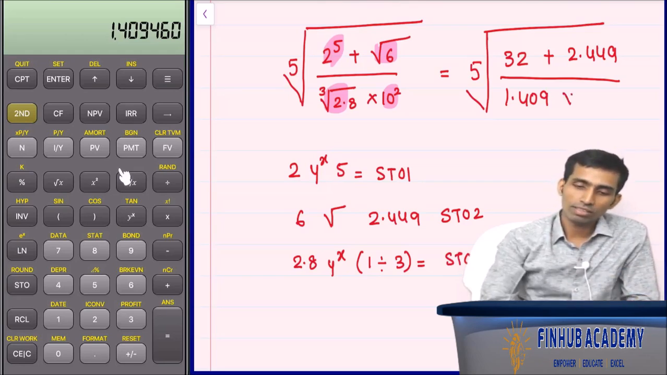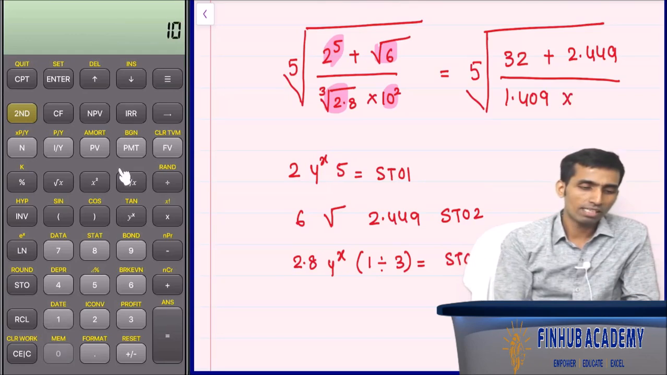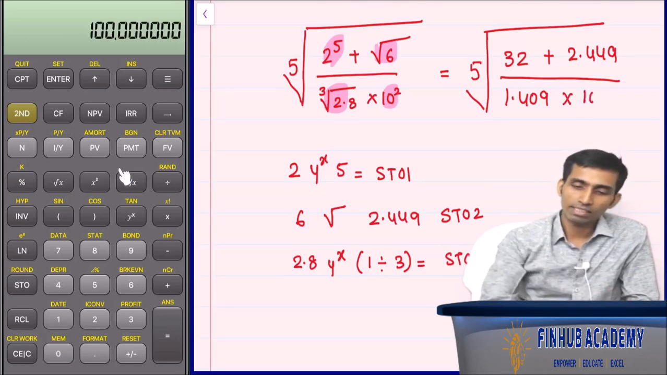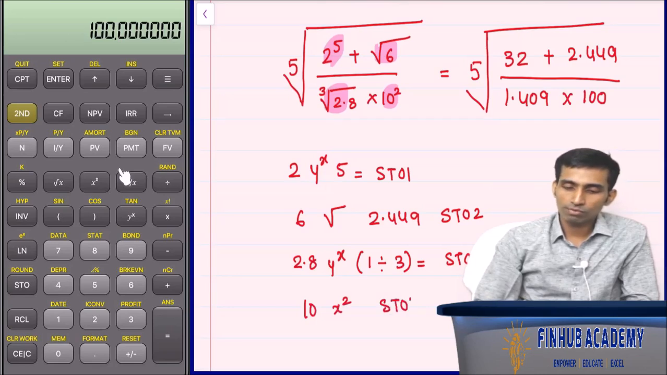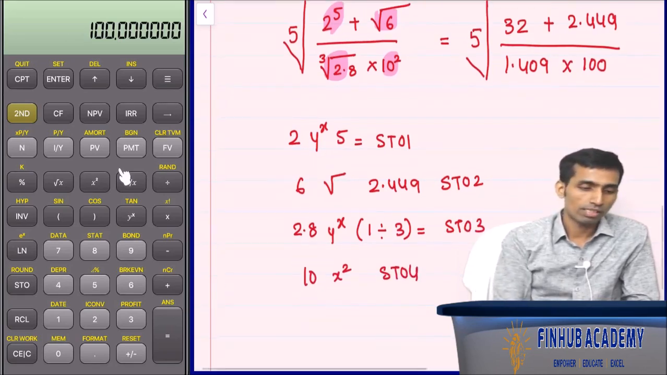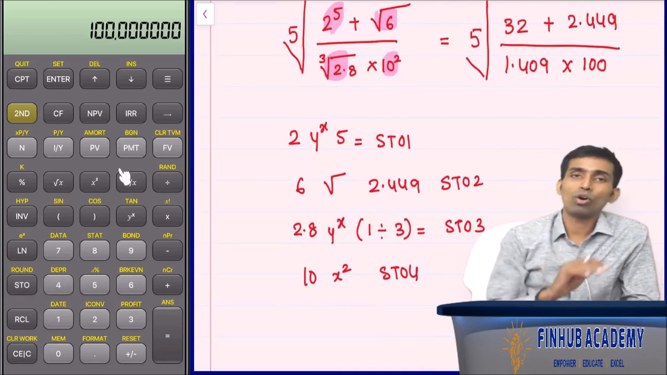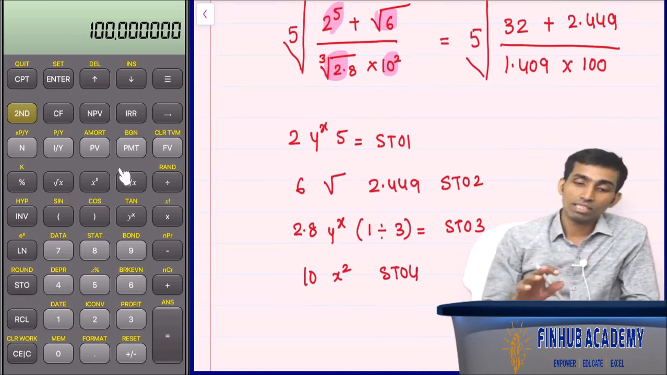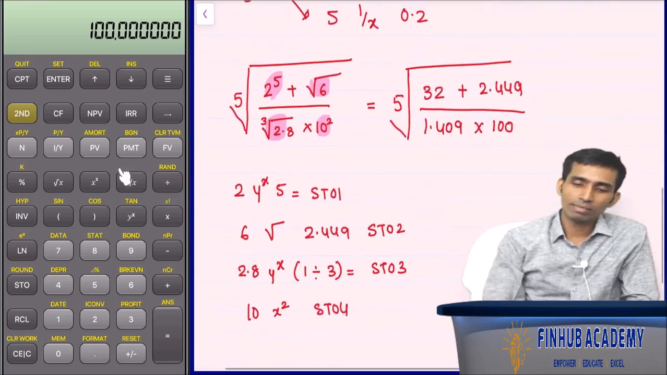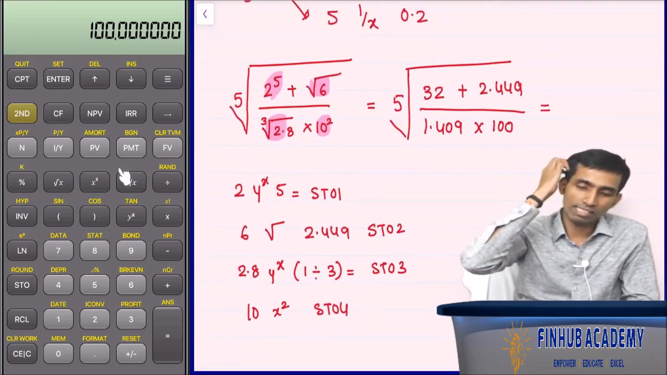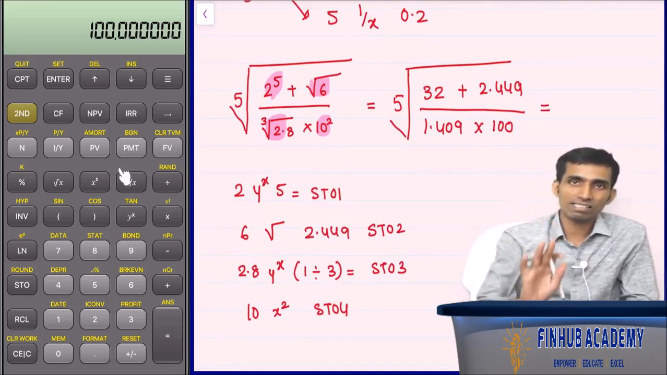Next is 10 square, so that I can also do. 10, x square, I am getting 100. I will store this in 4. Remember, STO4. Now all the 4 things have been saved. Now I will calculate this. Let me calculate first manually, or let us do it on the calc itself, and then we will cross verify manually whether we are getting the answer correct or not.